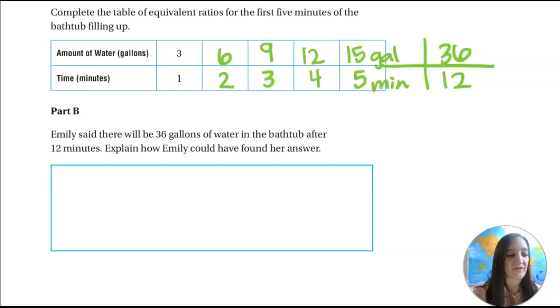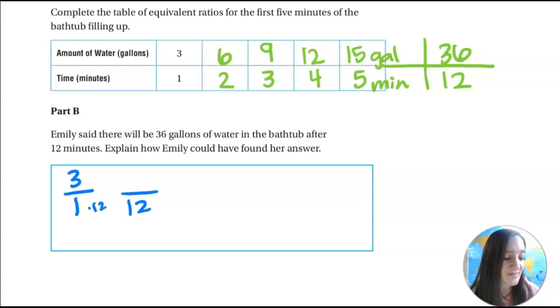Explain how Emily could have found her answer. So she is correct. How could she have done it? She could have done it a few ways, and you guys can explain it any way you'd like. You could say, well, if you would continue with your table, you would eventually get to 36 gallons in 12 minutes. You could say, well, if the unit rate is 3 to 1, and I'm going to go all the way to 12 minutes, then I'm going to times by 12 and get 36 gallons in 12 minutes. There's a few other ways you could explain it. As long as you explain it so that I can understand what you did, then I'm going to accept it.